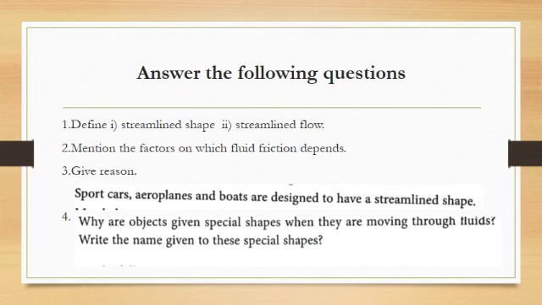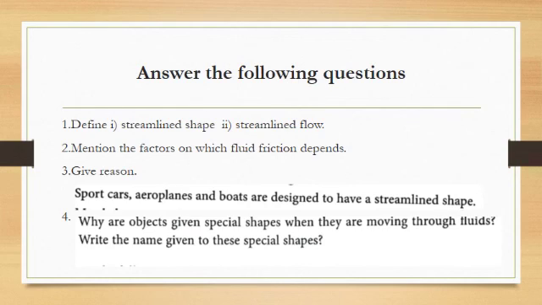Answer the following questions. Question number 1. Define streamline shape and streamline flow. Question number 2. Mention the factors on which fluid friction depends. Question number 3. Give reason. Sports cars, aeroplanes and boats are designed to have a streamlined shape. Question number 4. Why are objects given special shapes when they are moving through fluids? Write the name given to these special shapes.